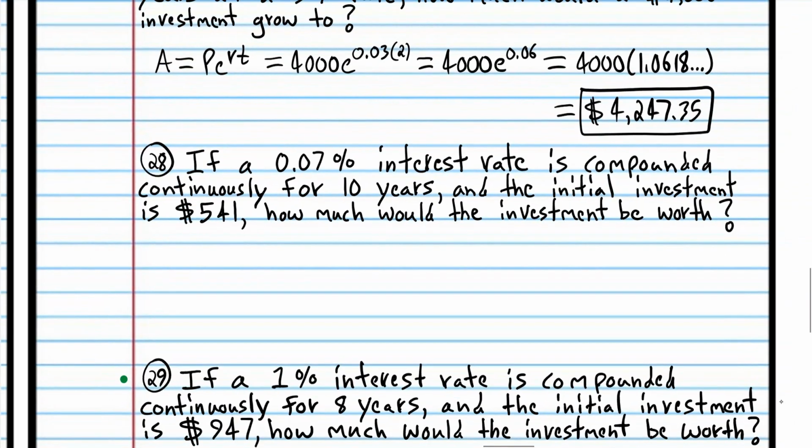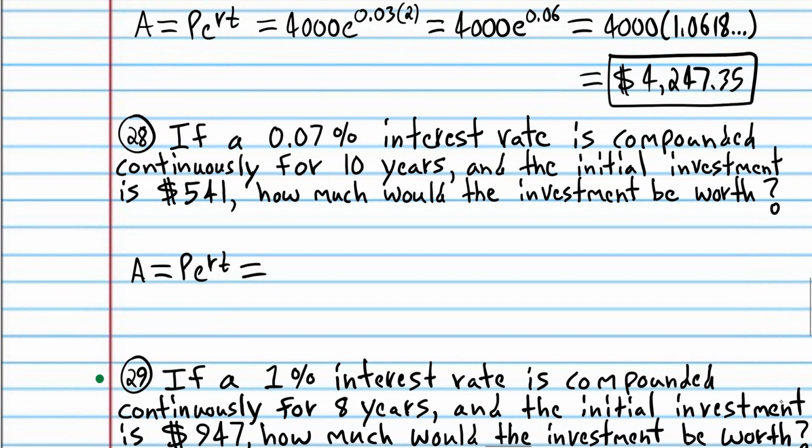Let's do one more of these before you try one on your own. So how much are we depositing? $541. What is the interest rate? In decimal form, it's 0.0007, and we're doing this for 10 years.